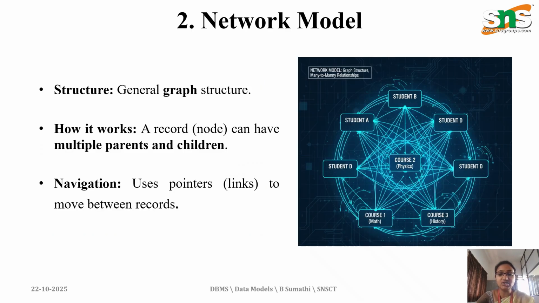The next one is your network model. The network is like a graph structure, and how it works is that a record, that means a node, can have multiple parents and children. Navigation uses pointers, that is links, to move between the records.